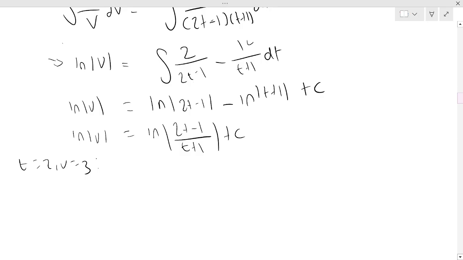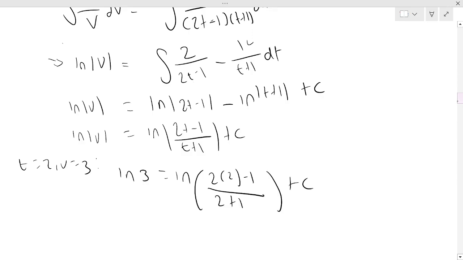You could try to make it more presentable to get v on its own instead of ln v, but then with this plus c it makes it a bit fiddly. I think I can find c straight away, right? So v is 3, that means ln 3. Mod 3 is obviously just 3. It's going to be ln of 2 lots of 2 minus 1, over 2 add 1. So I'm substituting t is 2 in. So ln 3 has to be ln of 2 times 2 is 4 minus 1, which is 3, over 3. That's going to be ln 1. And then ln 1, you can put that into the calculator, but it's going to be 0, right? So that would be 0 add c, which means c is simply ln 3.